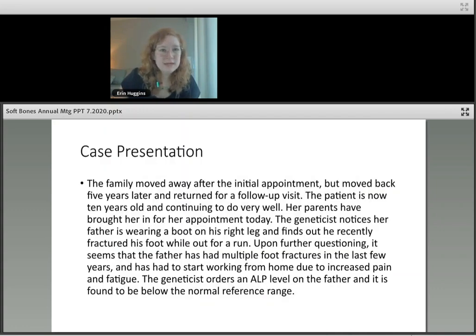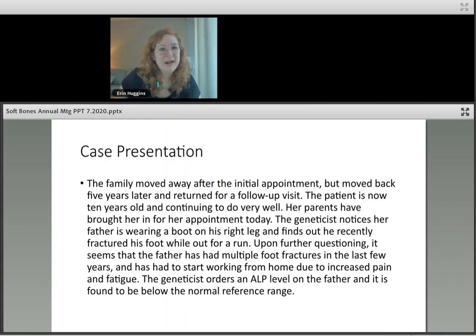So the family moves away after that initial appointment, but moves back about 5 years later for a follow-up visit. So the patient is now 10 years old. She's continuing to do well, and her parents are with her for her follow-up appointment. The geneticist notices that her father is wearing a boot on his right leg, and she says, "Hey, where did that come from? What's going on?"